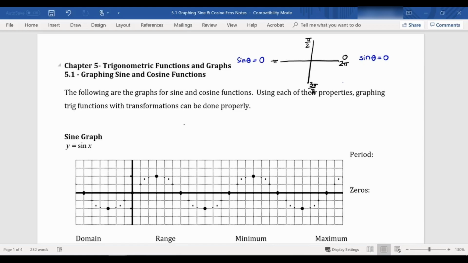Okay. On the positive x-axis, we talked about how cosine of theta was equal to positive 1. And on the negative x-axis, cosine of theta was equal to negative 1. On the y-axis, the reverse is true. On both the positive and negative y-axis, cosine is equal to 0. And on the positive y-axis, sine is equal to 1, and the negative y-axis, sine is equal to negative 1.